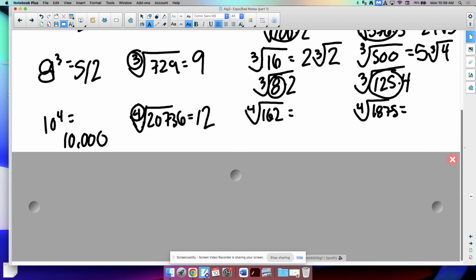So this sheet is your perfect powers. If it's on the list, when you take a root of it, you just find that number, go all the way over to the left.